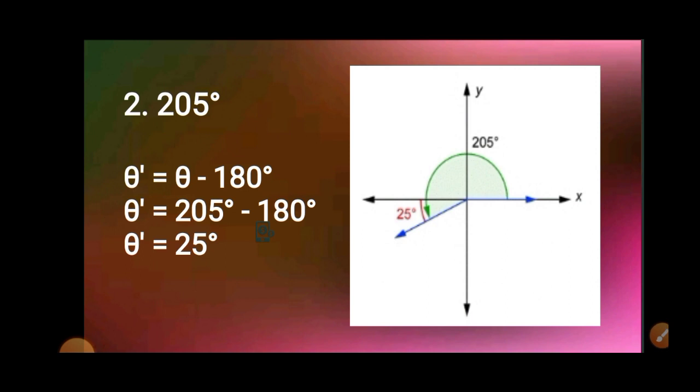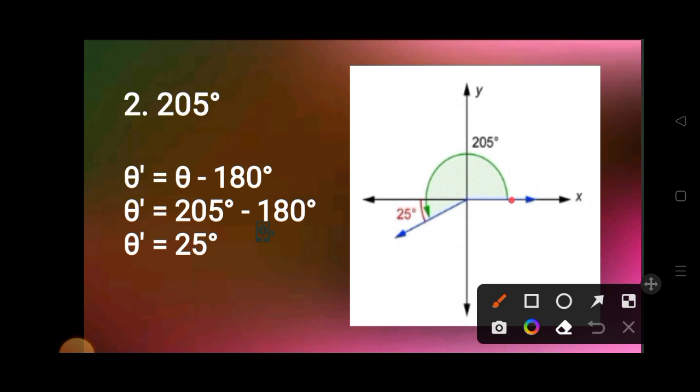Number 2, we have 205 degrees. Based on the illustration, 205 degrees is in quadrant 3. That is why we will use reference angle is equal to standard angle minus 180 degrees. Then substitute the standard angle, which is 205 degrees. So we have reference angle is equal to 205 degrees minus 180 degrees, and the result is 25 degrees.